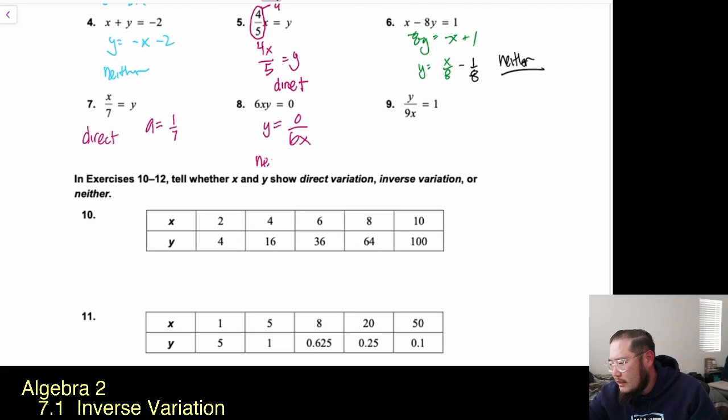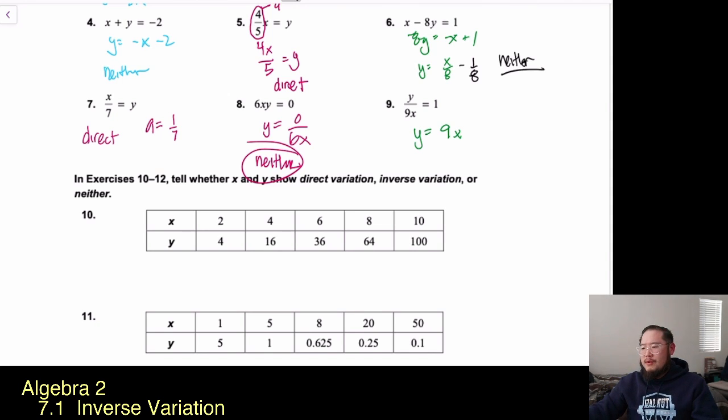And then finally, let's take a look at number 9. We'll go ahead and multiply both sides by 9x to get y by itself. And I've got 9x times 1 is 9x. That right there looks pretty direct to me. All right, so there we have number 9.